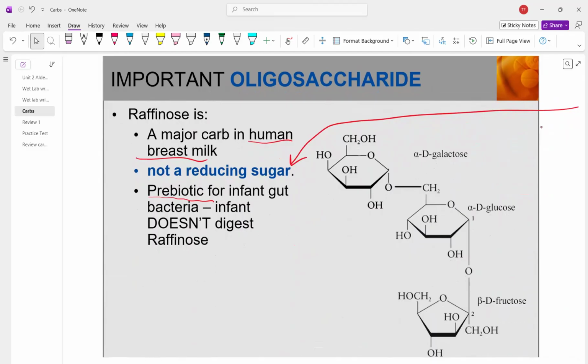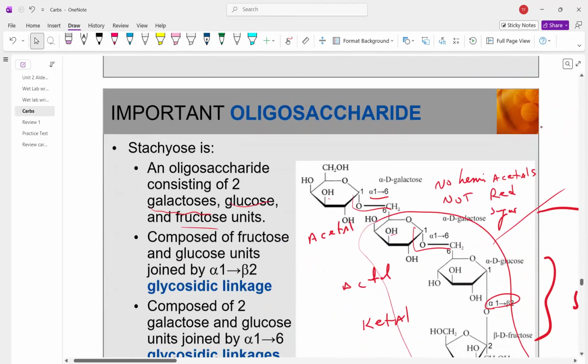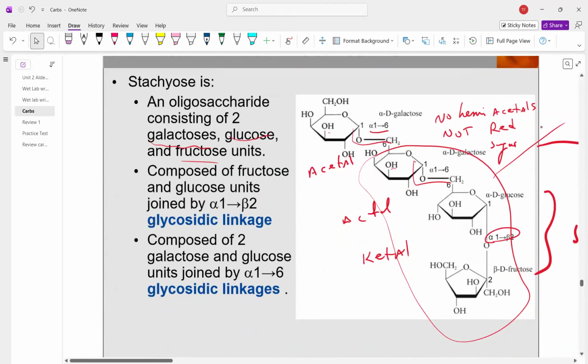So it's not a reducing sugar, already shown that. Major carbohydrate in breast milk. Okay, stachyose and raffinose are very closely related. You add another galactose on top of raffinose, you got stachyose. Same linkages, alpha 1,6, alpha 1,6, and then the alpha 1, beta 2. So none of these are hemiacetals. So it's not a reducing sugar.